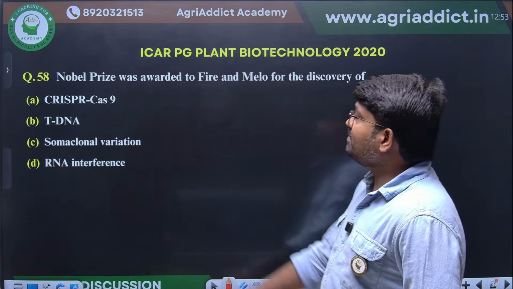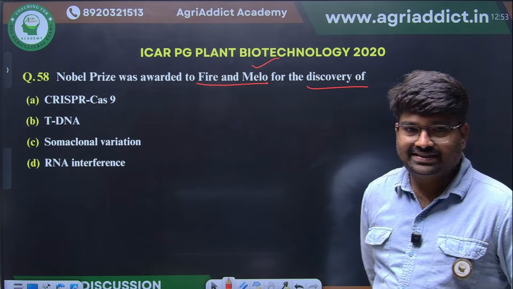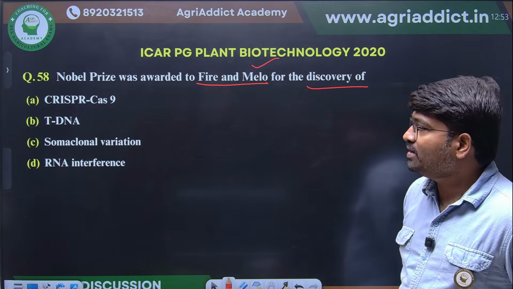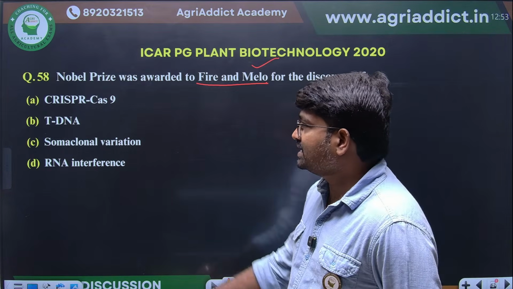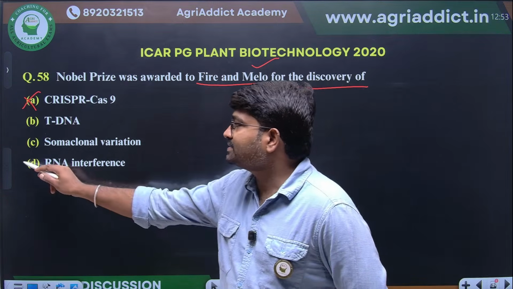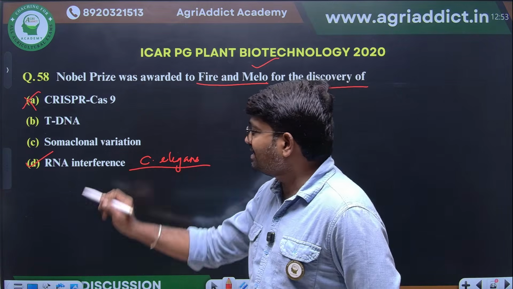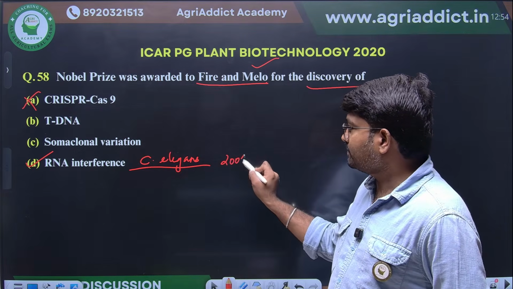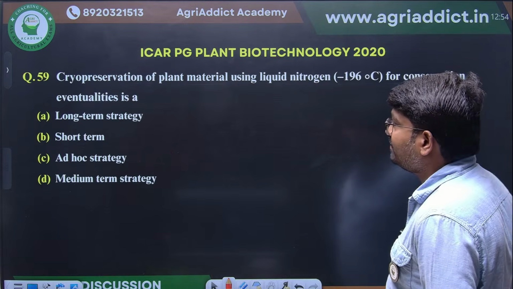The Nobel Prize was awarded to Fire and Mello for the discovery of what? Fire and Mello were awarded the Nobel Prize for the discovery of CRISPR-Cas technology? No, CRISPR-Cas technology was not given by them. Yes, RNA interference. They first illustrated this in C. elegans. Yes, 2009, very good. 2009 Nobel Prize, Fire and Mello, RNA interference.